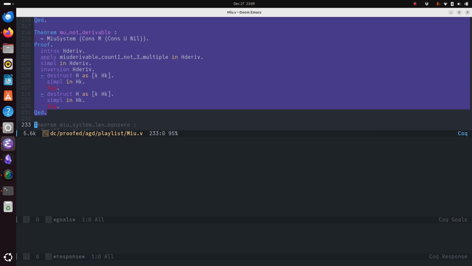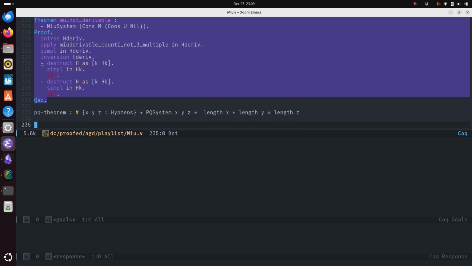So okay, one last thing. Let me leave you guys with a homework. In chapter 2 of GEB, Hofstadter introduced a PQ system. Try to prove the following theorem related to it. Feel free to share your gists in the comment section. What we need to prove is the PQ theorem: for all X, Y, Z which are hyphens, if the PQ system holds for X, Y, Z, then length X plus length Y is equal to length Z.